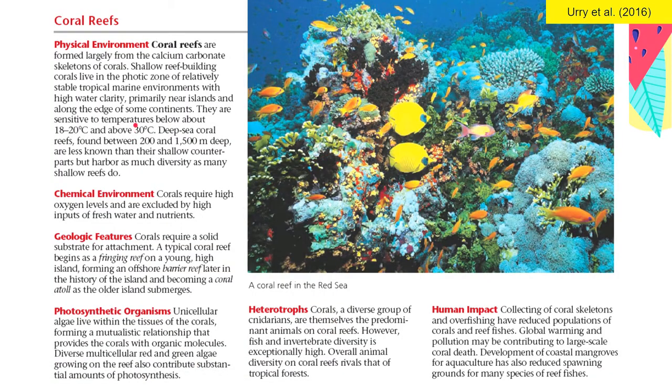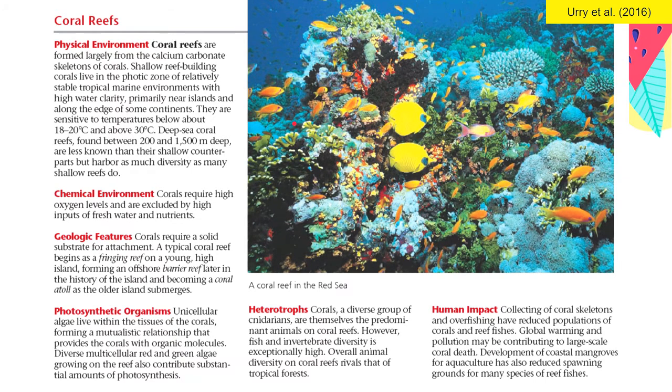So in summary, coral reefs are considered the tropical rainforest of the sea. Okay? They have such high biodiversity. They are largely formed from the calcium carbonate skeletons of the corals that I mentioned a while ago. They are sensitive to temperatures. Okay, that's why they are one of the most affected by climate change. Chemical environment, they require high levels of oxygen. They require a solid substrate for attachment, or a solid plane under the water.